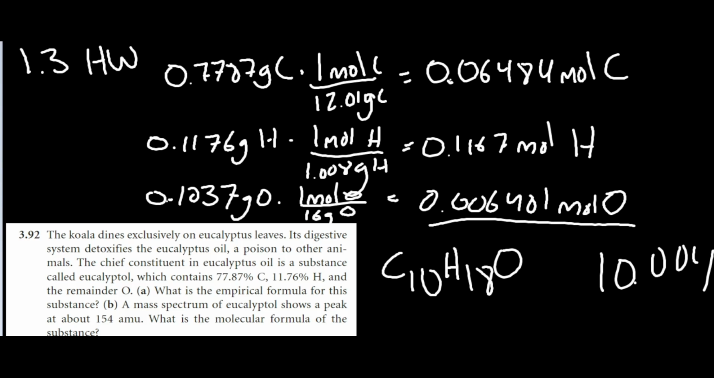Anyway, a mass spectrum of eucalyptol shows a peak at about 154 atomic mass units. What is the molecular formula of the substance? If you want to do the math, I won't. I googled it. C10H18O is 154 atomic mass units. The molar mass of it is 154. Therefore, the mass spectrum of eucalyptol and this empirical formula match. Therefore, the molecular formula matches the empirical formula, so the molecular formula is also C10H18O.